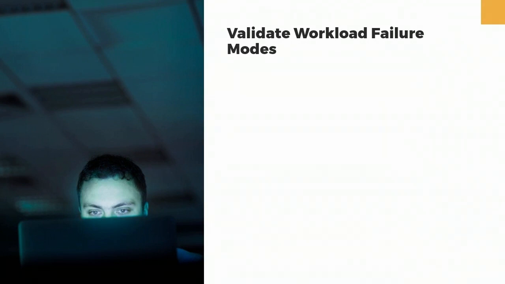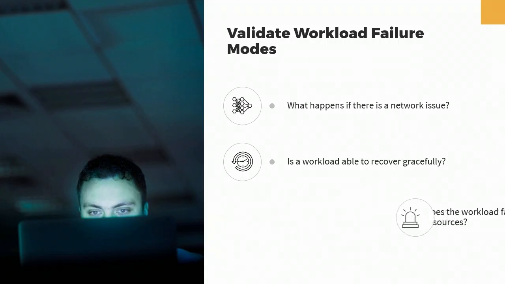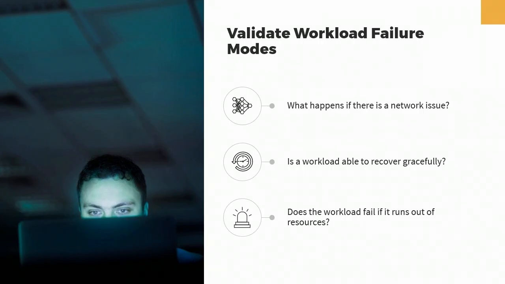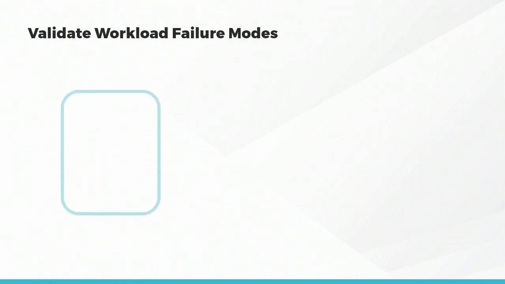So one thing that we want to do is validate workload failure modes. What happens if there is a network issue? Sometimes with our networking, we could lose some internet or some power might be lost. What happens then? Can we account for that? Is a workload able to recover gracefully if something were to go wrong? Another one that we can validate is, does the workload fail if it runs out of resources, which is a very important step.